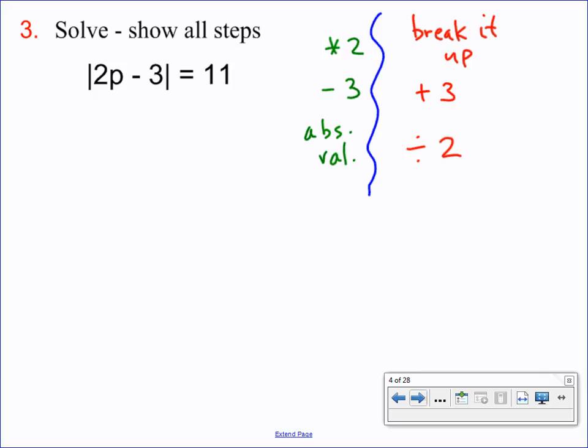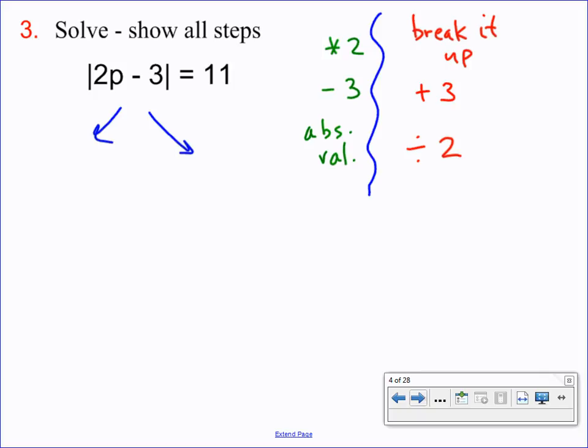I'm going to set my quantity inside the bars equal to two separate distance numbers. Absolute value means the distance between that quantity and 0 on the number line. What two numbers are a distance of 11 units away from 0 on the number line? Well, positive 11 and negative 11. So that's how I break up the bars.